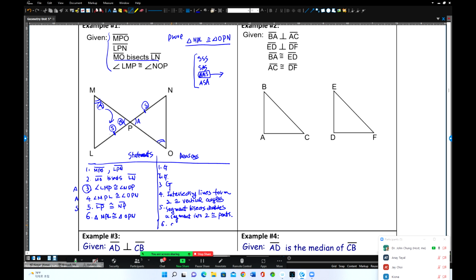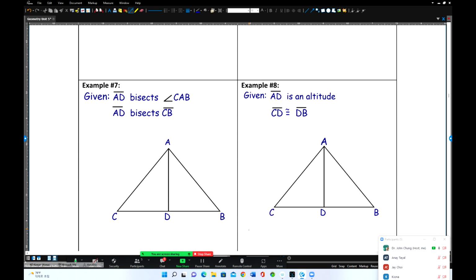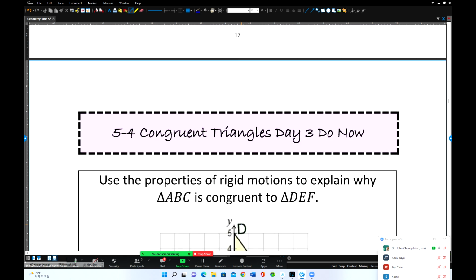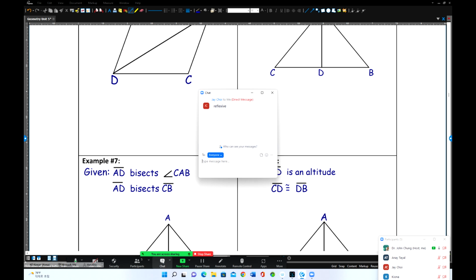The reason is what? Side angle side congruent, or angle side angle congruent. So you have to prove it this way. Today we have only one example. We'll continue with examples next time. There are a lot of examples, but you have to memorize how we write the reasons and how we follow the steps. If you have any questions, let me know.